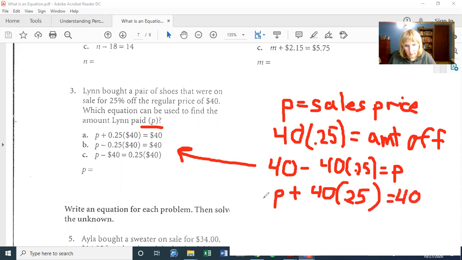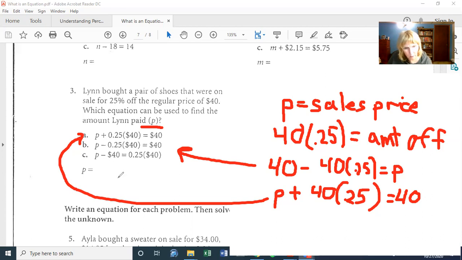So that one looks like A. I just have the 0.25 in a different order than the 40, but that doesn't matter, same thing. So that is the correct answer. The other two would be wrong. You're not taking the amount she paid minus the original price, and you're not taking the amount she paid minus the discount. So both of those would be wrong.